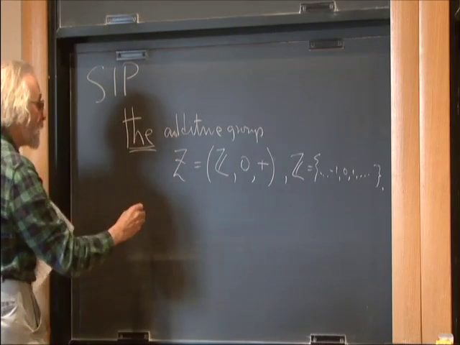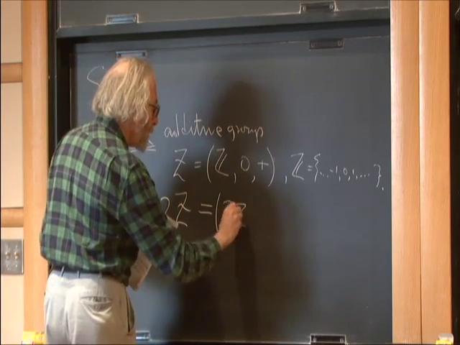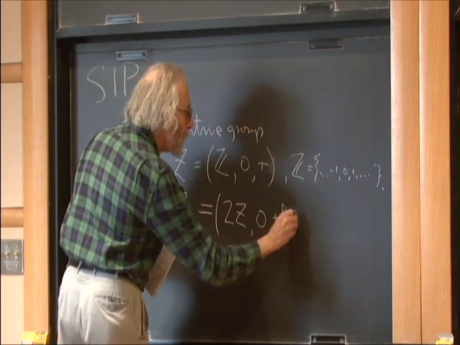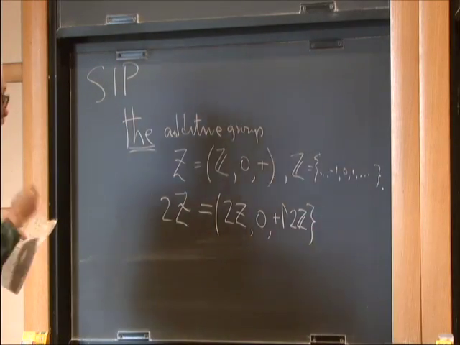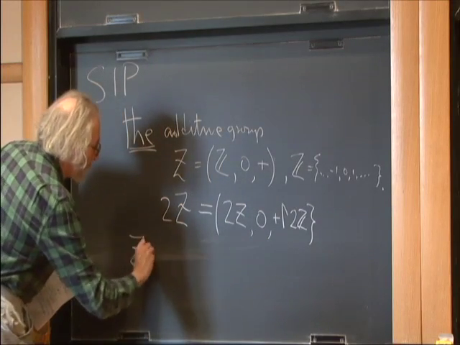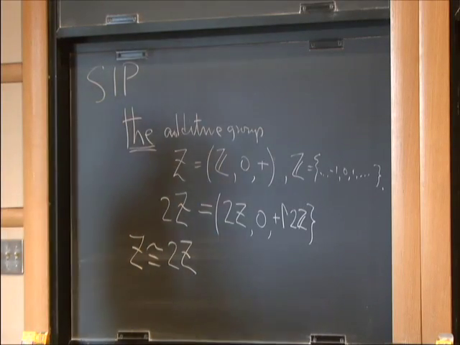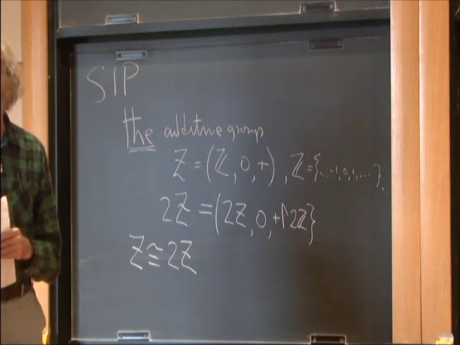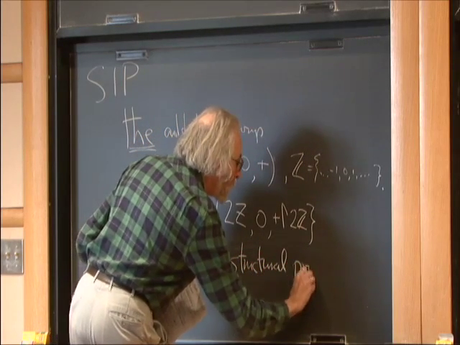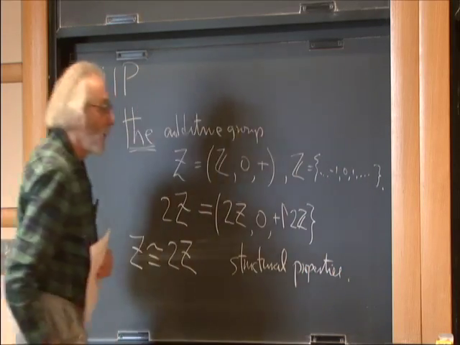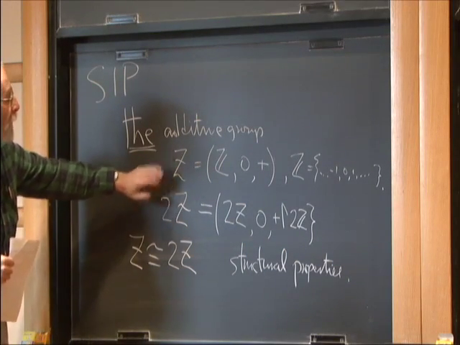So another example of the additive group would be what one might call 2Z, where 2Z is the set of even integers. And these are isomorphic structures, and therefore they have the same structural properties. And so therefore, we don't want to be concerned, usually, with which particular structure we take.